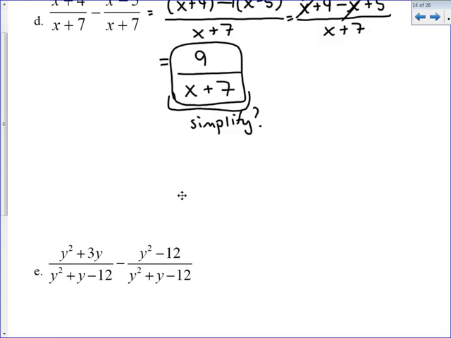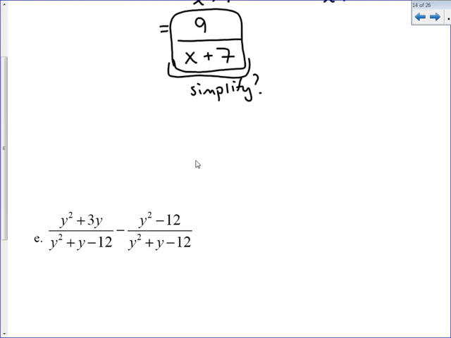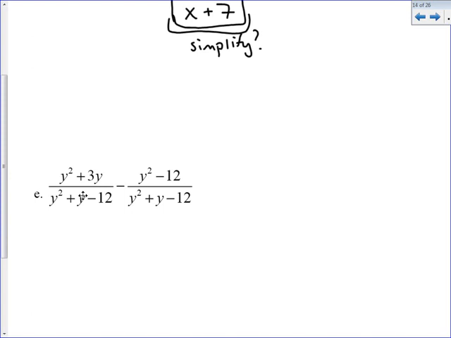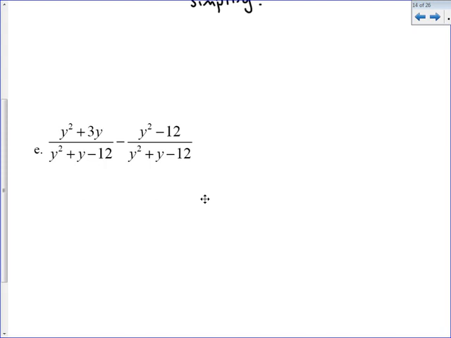For E, getting a little more complicated looking. Y squared plus 3y over our trinomial y squared plus y minus 12, minus y squared minus 12 over that same denominator. So if you have a common denominator, it is the easier type of addition-subtraction problem. The only part you add or subtract is the numerator. So first numerator minus second numerator, all over your common denominator.